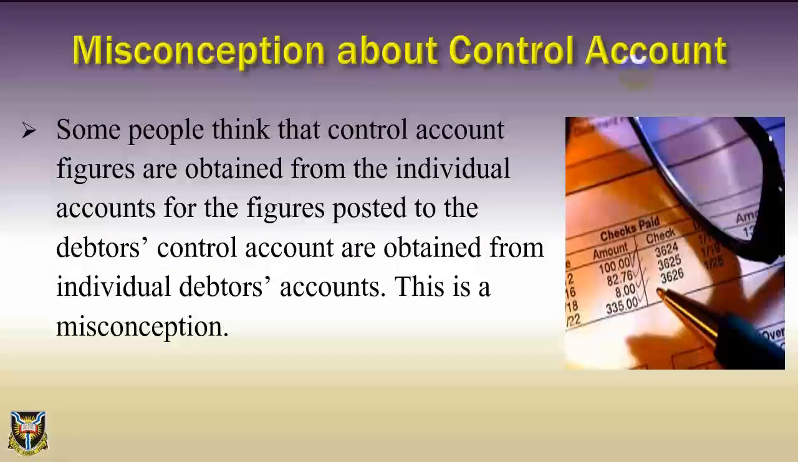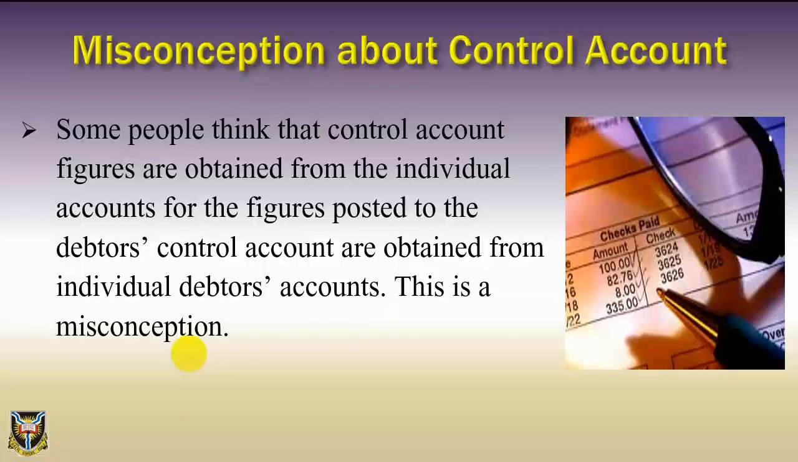C. Misconception about control account. Some people think that control account figures are obtained from the individual accounts, for the figures posted to the debtors control account are obtained from individual debtors accounts. This is a misconception. You obtain the figures to be posted to the control account not from individual ledgers but from source documents. For example, you will not obtain the figure for total credit sales by adding all the credit sales in the individual ledgers but from the sales day book.